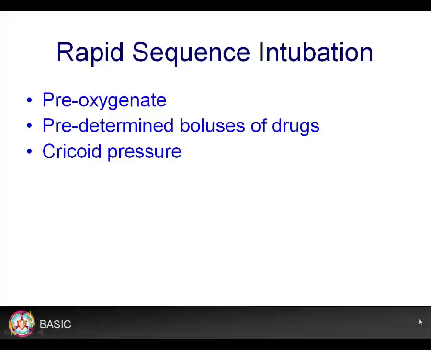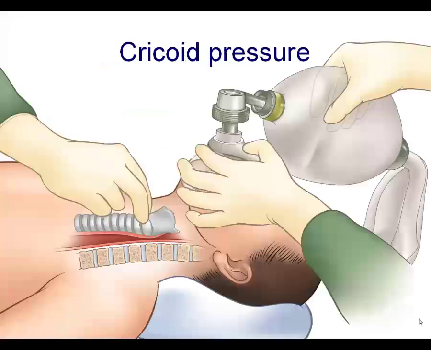Give a predetermined dose of induction agent and paralyzing agent, giving the paralyzing agent without waiting for loss of consciousness, and apply cricoid pressure as the patient starts to lose consciousness. To find the cricoid cartilage, first find the thyroid cartilage. Moving caudally, you will then feel the cricothyroid membrane and then the cricoid cartilage. To apply cricoid pressure, place one finger on the center of the cartilage and one finger on each side, pushing the cricoid cartilage backwards to occlude the esophagus.